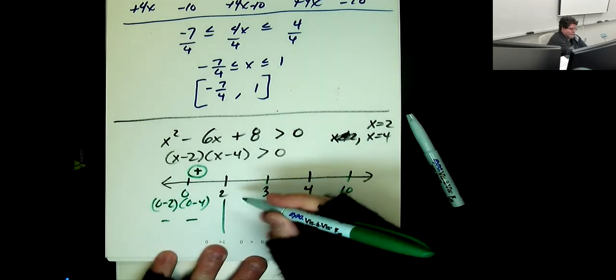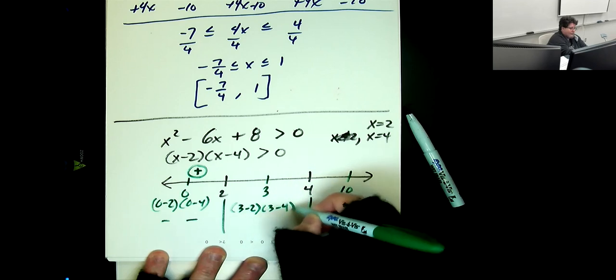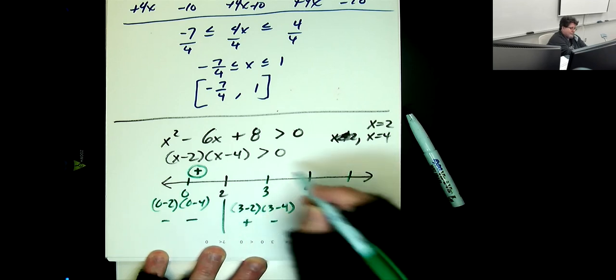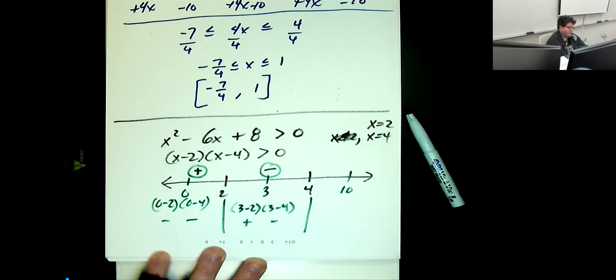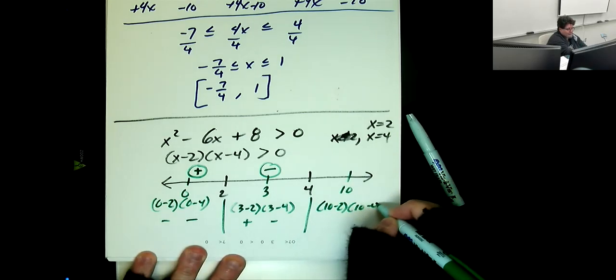If we do the same thing with the 3, we've got 3 minus 2 and 3 minus 4. We've got a positive and a negative, which makes this region negative. And if we stick in 10, 10 minus 2 and 10 minus 4 are both positive.